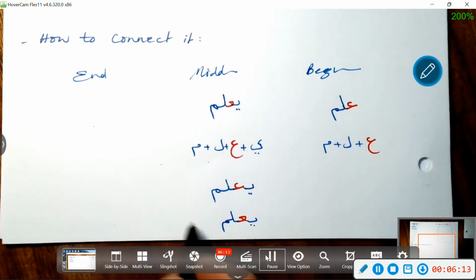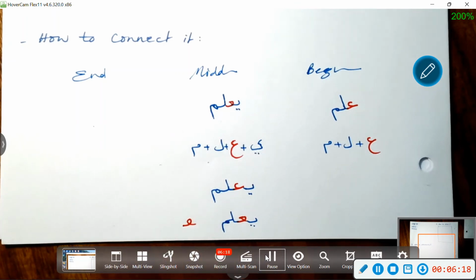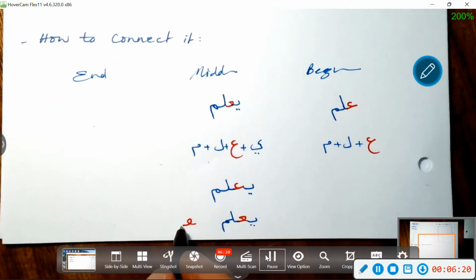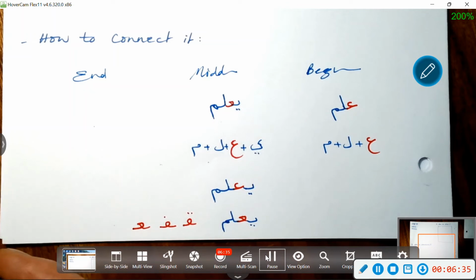Take note that Ain is not just a round shape. We're going to study that later on. This could be Qaf and could be Fa in the middle of the word. So Ain is not like that. Ain is more like pointy from one side, as if it's looking to the left side. The head of the Ain somehow looks like the head of a hawk.